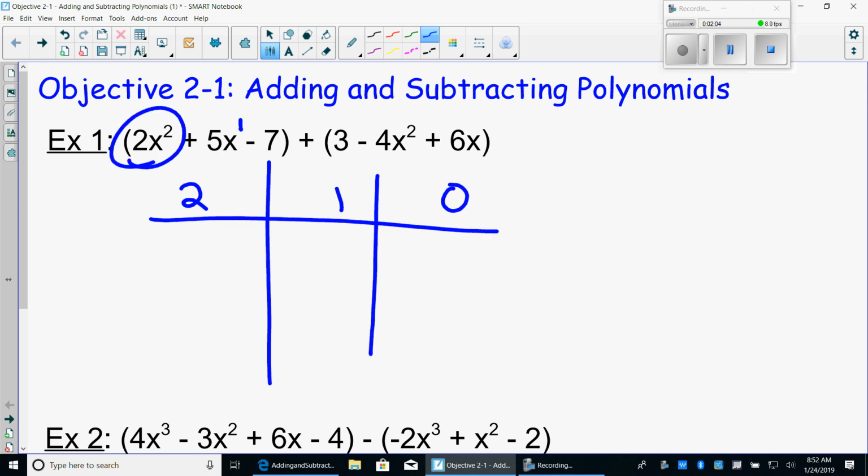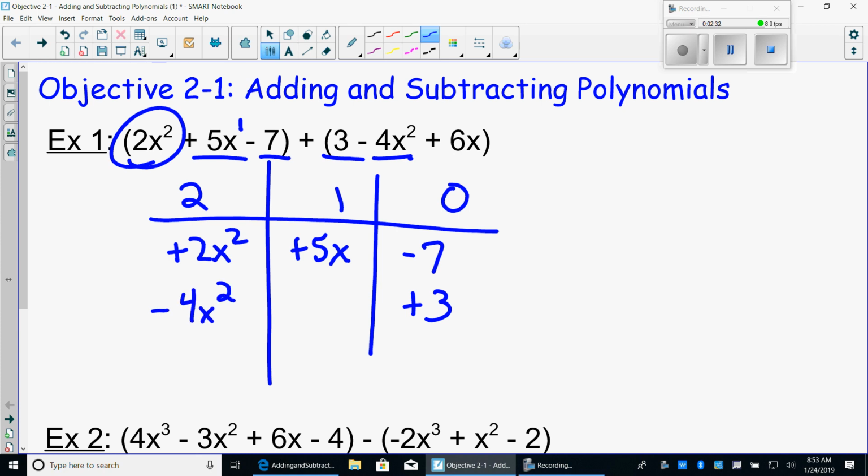So the 2x squared would go in which column? The 2's, so positive 2x squared. The 5x would go in the 1. The negative 7 would go in the 0. The 3 would go in the 0, and I'm going to put a sign. Notice I put positive 3 so I know what they are. The negative 4x squared is going to go in the 2 column, and then 6x would go in the 1 column. Does that make sense? I went ahead and grouped the things that I'm going to add together.